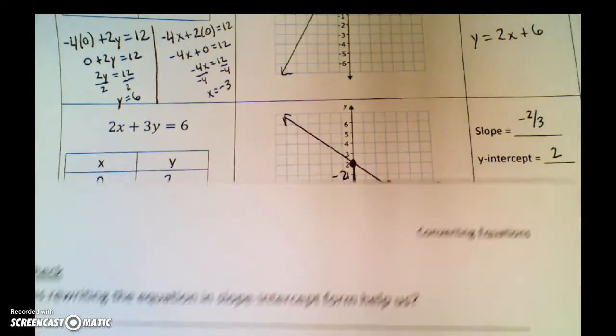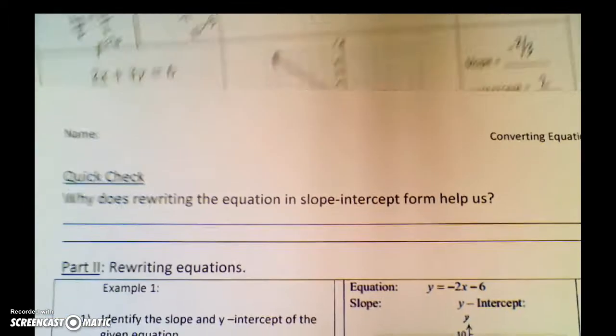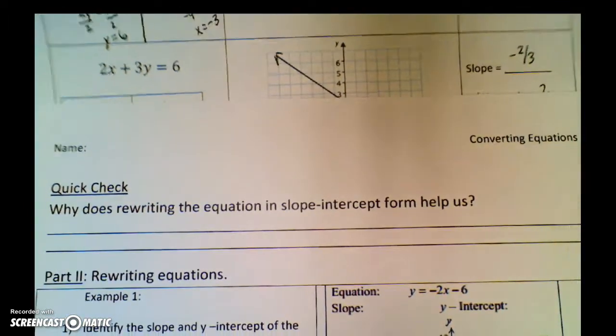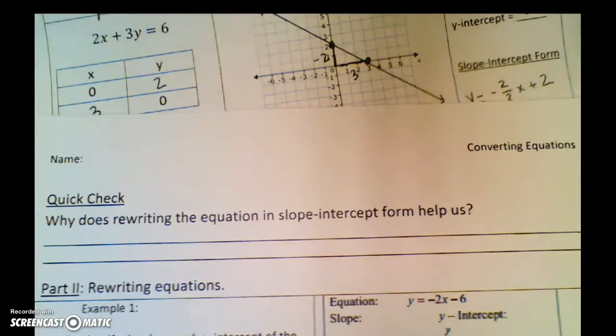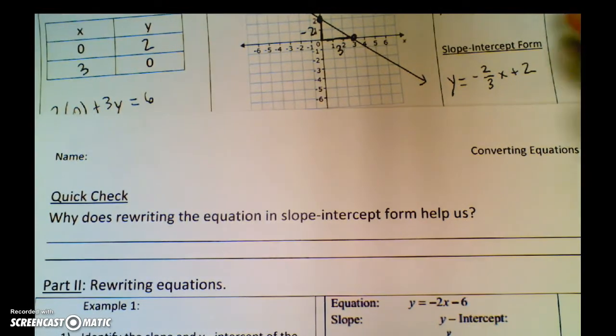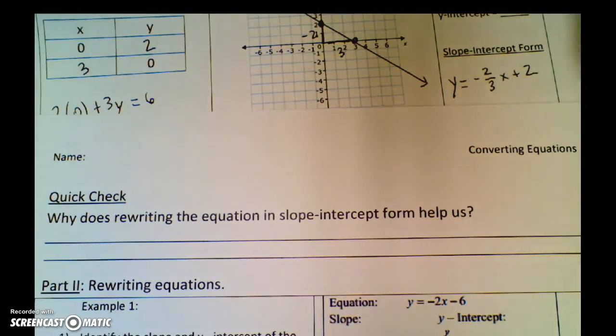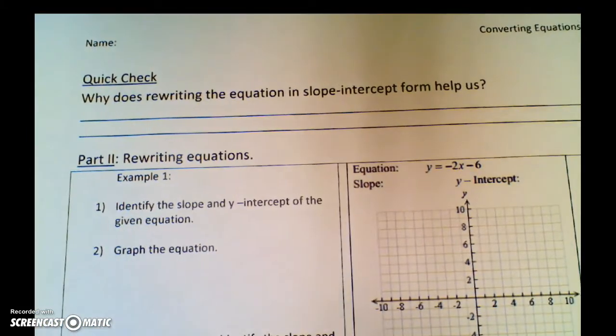Alright, so let's ask this question on the back of the next sheet. Why does rewriting into slope-intercept form help us? So why does it help to go from this equation into the equation we discovered, that one? Why is that beneficial? And the main reason we like having that is that it's easier to graph in slope-intercept form.